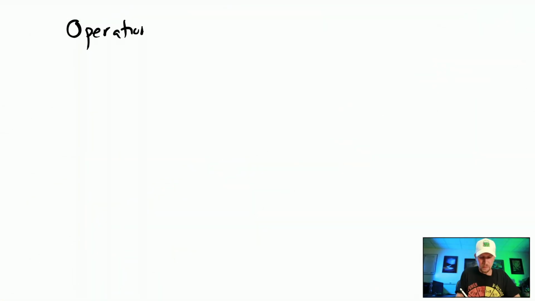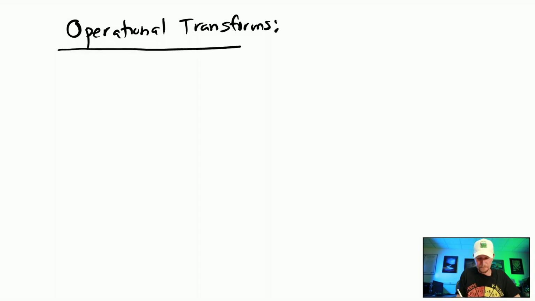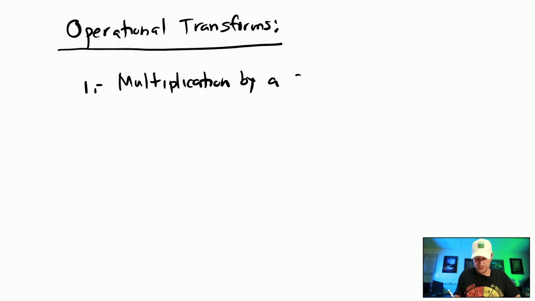So the next topic is the topic of operational transforms. The first one that we're actually going to take a look at is multiplication by a constant. And I'm going to let the constant itself be... doesn't matter if it's positive, doesn't matter if it's negative.